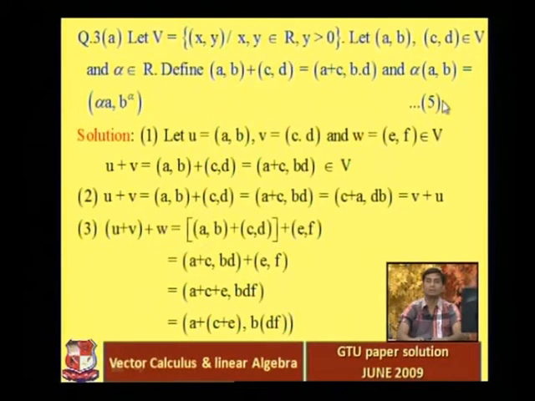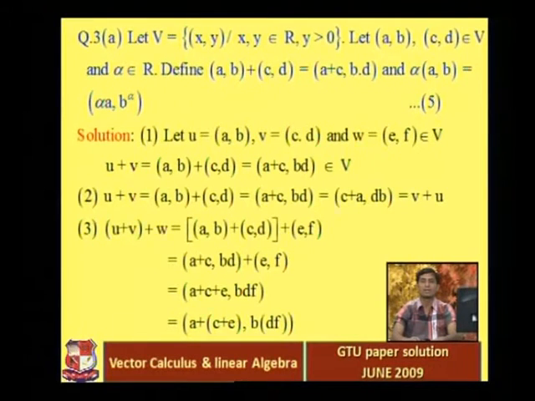This question is for 5 marks, and we have to prove all 10 conditions for the vector space. The first 5 conditions are for addition and the next 5 conditions are for scalar multiplication. First, I want to explain the definition of a vector space.